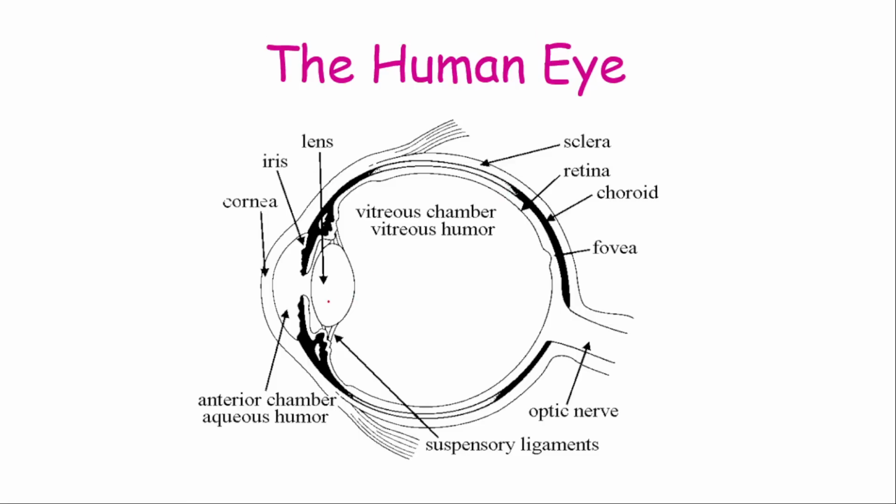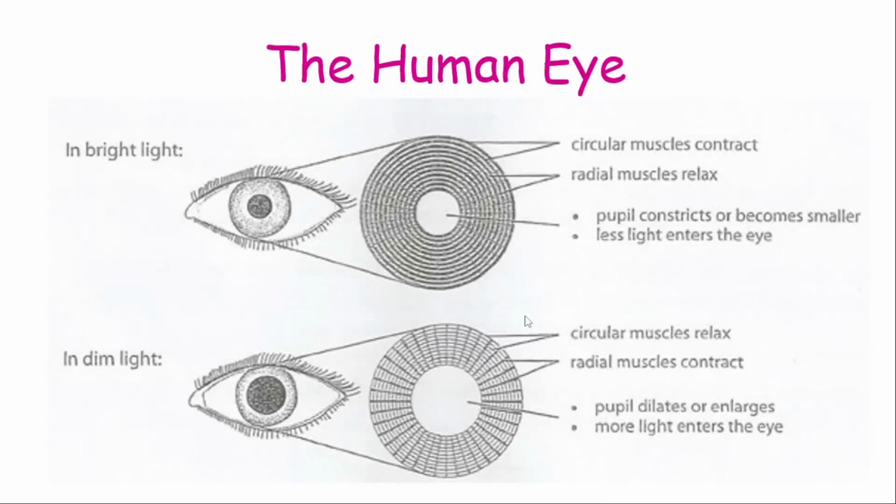All right, you have a lens. You need to know how the lens is adjusted as well by the suspensory ligament and so on. You need to know about the iris. The iris controls the size of the pupil. You need to know the cornea as well. Vitreous humor and aqueous humor, you need to know those as well. All right, so please make sure you know the different functions of the structures of the eye.